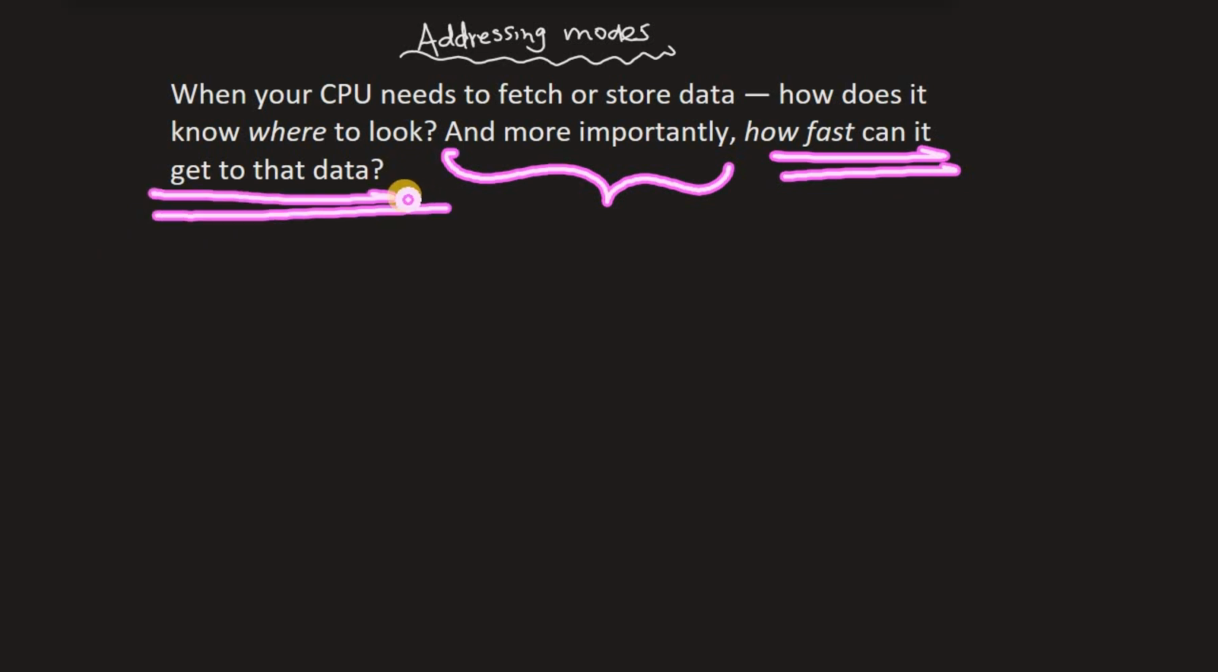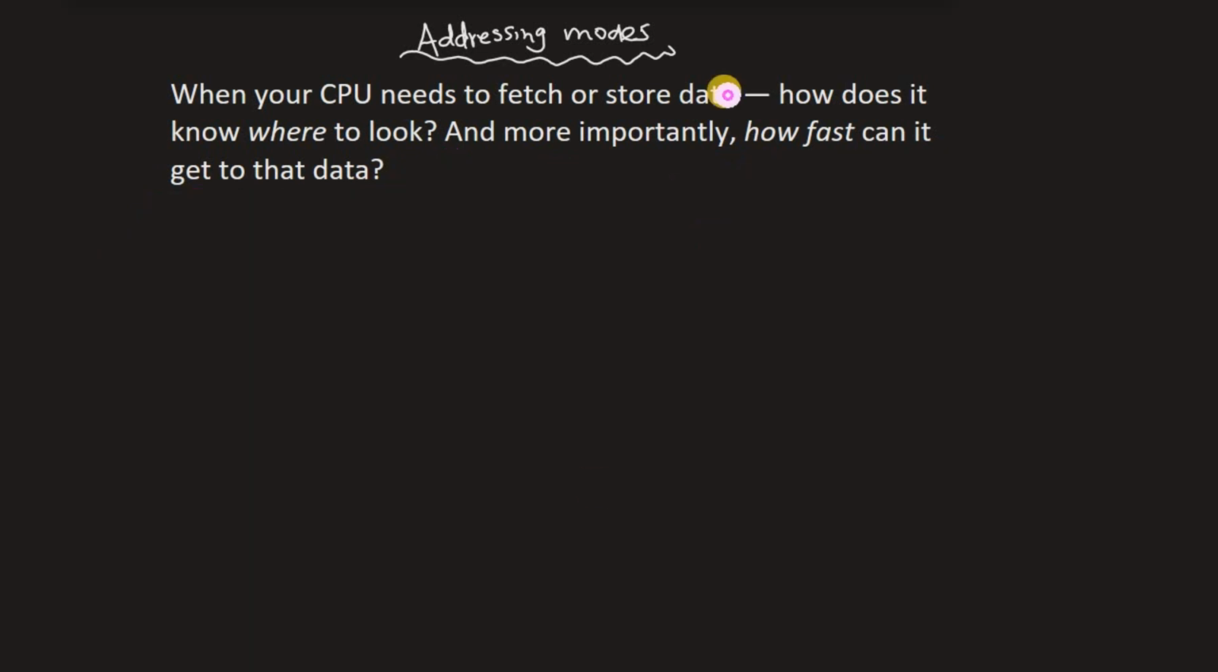Get the data, right? Like where to look and how fast it can get the data. Okay, and to answer this question, we need to understand where the data lives in a computer and how quickly the processor can actually access it. So for that we'll look at the speed pyramid.